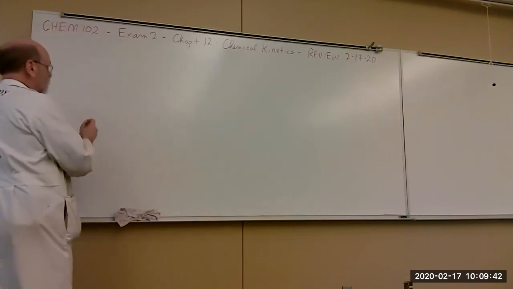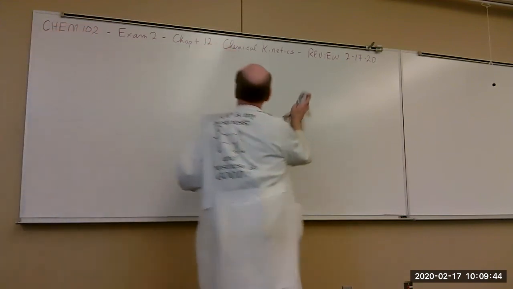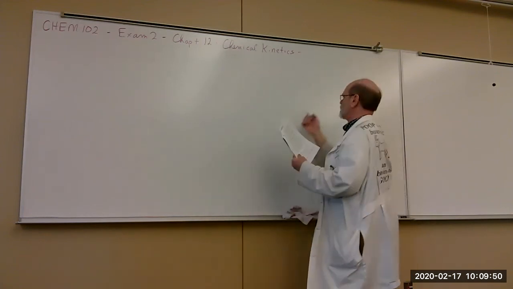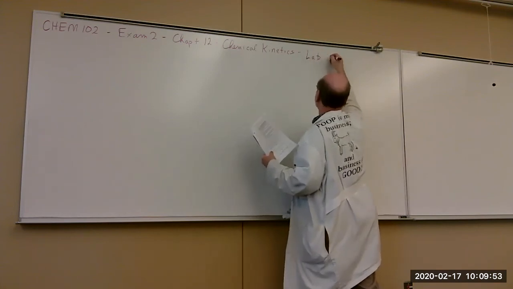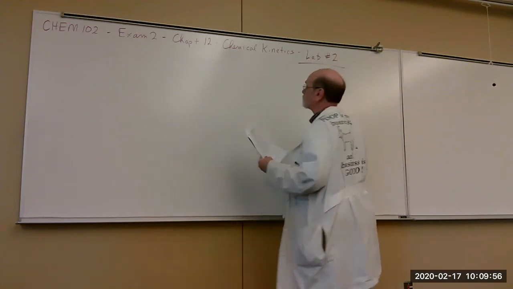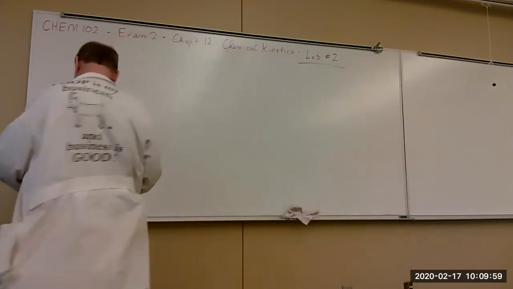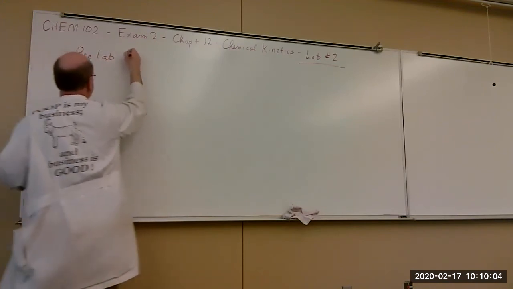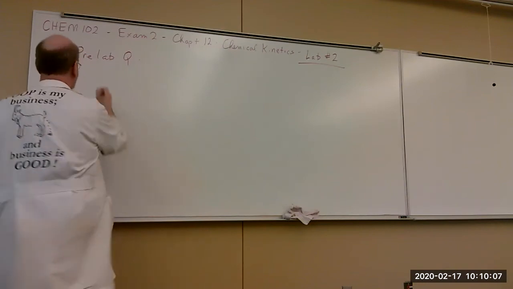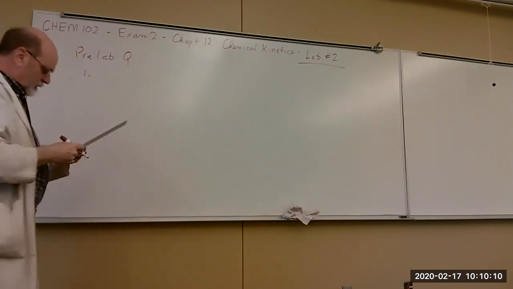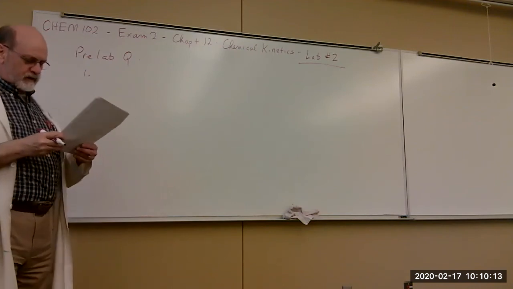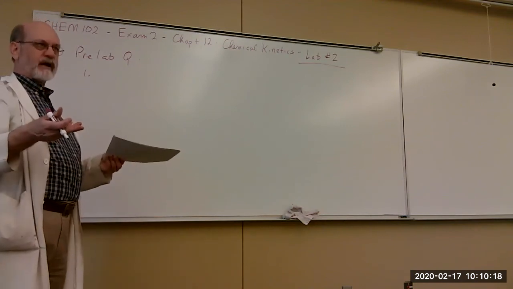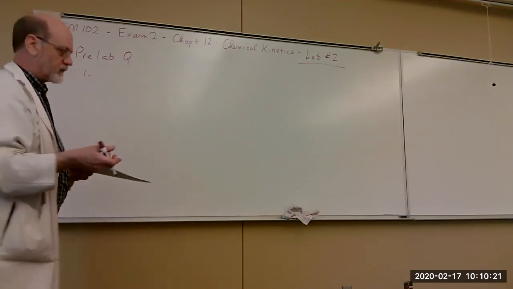Okay, so pre-lab. This is our second lab. Lab 2, for the benefit of our viewing audience. Pre-lab questions. Okay, for the first one: a container of household bleach has 5% sodium hypochlorite. That's what that OCl is, the polyatomic ion, hypochlorite.